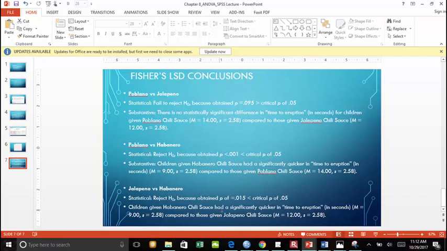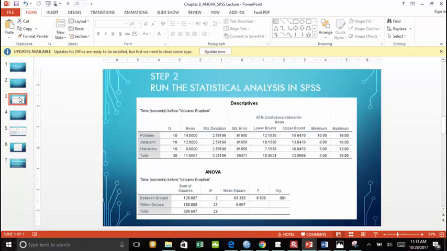Children given habanero chili sauce had a significantly quicker time to eruption in seconds, with a mean of 9 and a standard deviation of 2.58, compared to those given jalapeno chili sauce, a mean of 12, standard deviation of 2.58. So these are our pairwise comparisons. Looking at this data, what are we saying? That poblano versus jalapeno, no real difference. What's the one that's really spicy? Habanero. And children reacted much sooner given habanero compared to jalapeno, or habanero compared to poblano, but poblano and jalapeno, no real difference.